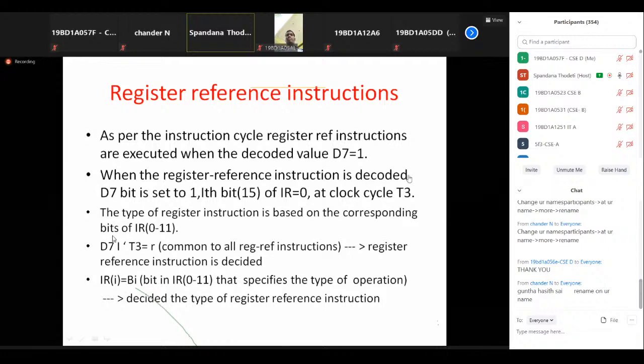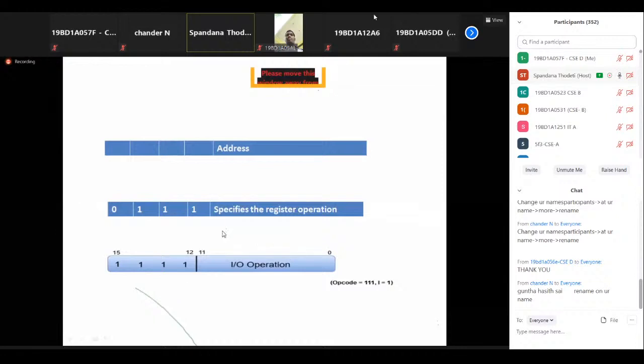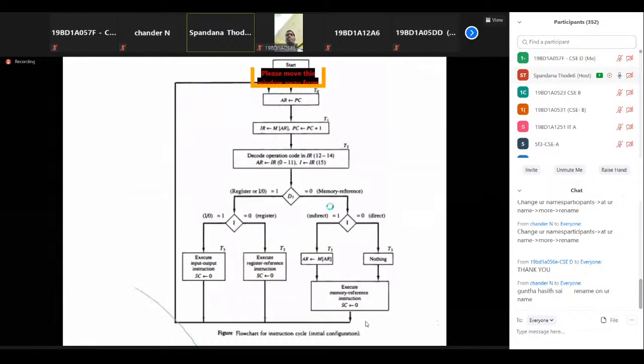If all these three become true, then only the instruction will be a register reference instruction, right? Next, you know it is a register reference instruction, but in register reference also we have different types like complement AC, complement E, shift E, AC and E. So what type of register reference it is? That is always based on the value of bits 0 to 11, because it will specify the corresponding register operation.